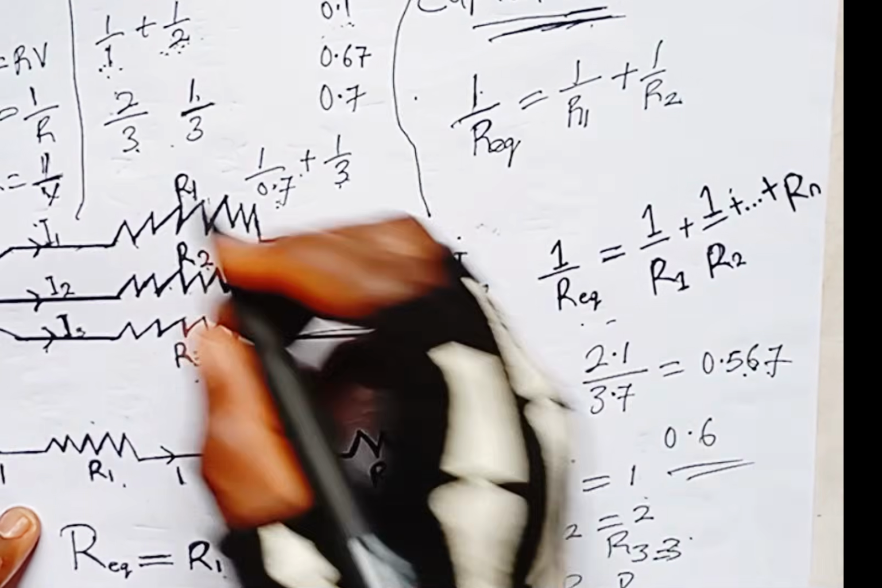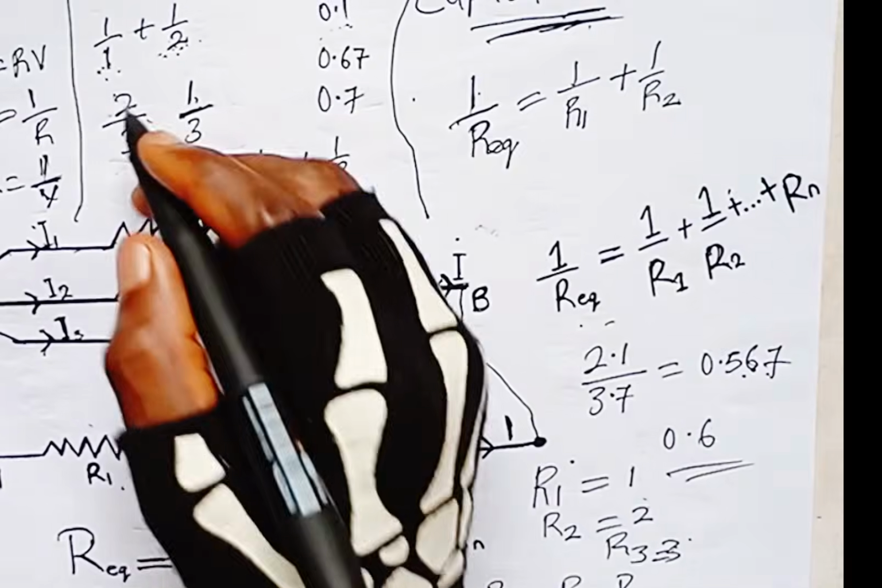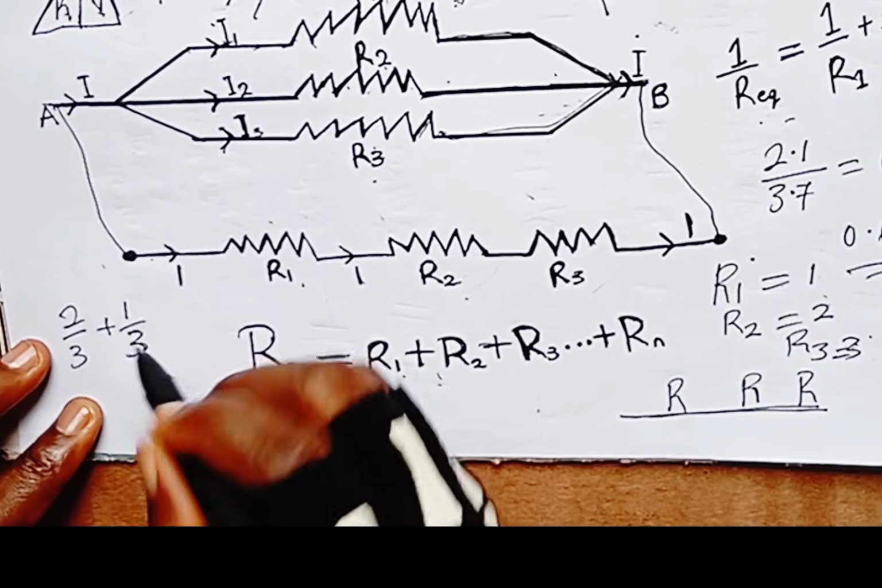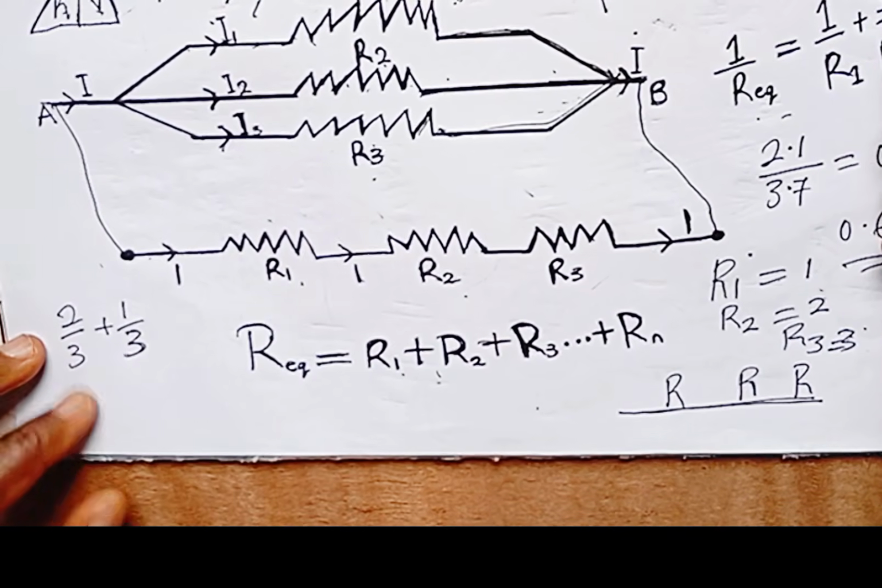As simple as that. But if you want to solve it with the fractions, like here where you have the fraction 2 over 3 plus 1 over 3, you just do your addition of fractions.